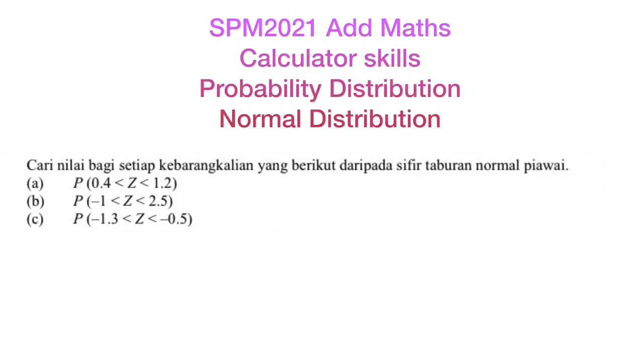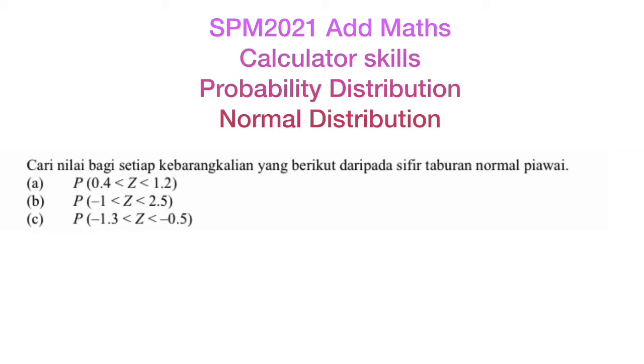Okay, students, in my previous video, I actually mentioned how to use the Bukusi field, or what we call the standard normal distribution table, to find the probability values and also to find the z-score. Alright, so today we'll use a calculator to find the range of the z-score. For A, find the probability for z greater than 0.4 and less than 1.2.